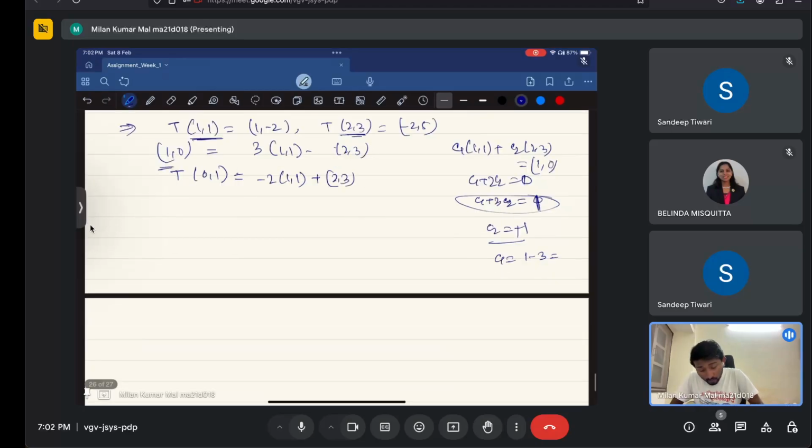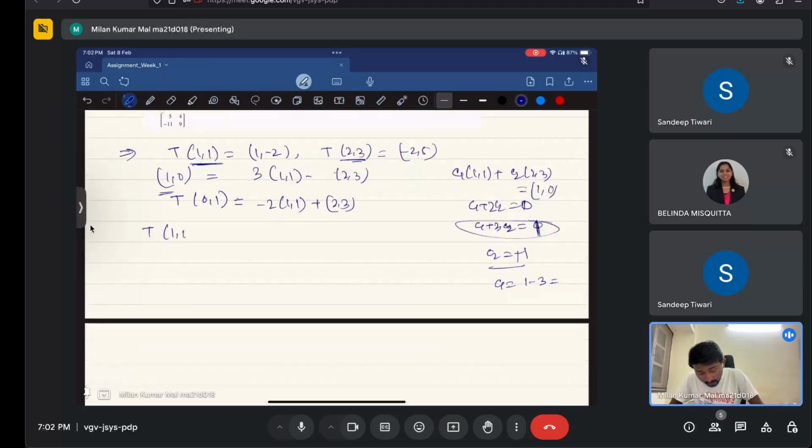So now what I have to find is T of (1, 0). That will be easily T of (1, 1) minus T of (2, 3). But we know T of (1, 1) is (3, 1, minus 2) minus T of (2, 3) is equal to (minus 2, 5). So this 3 plus 2, that will be 5, and minus 6 plus minus 5 will be minus 11.